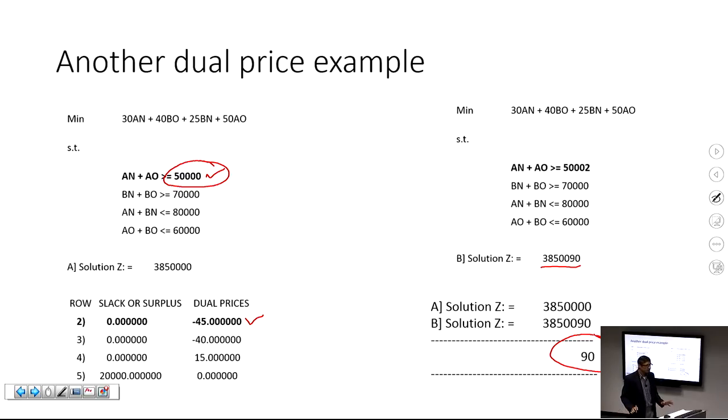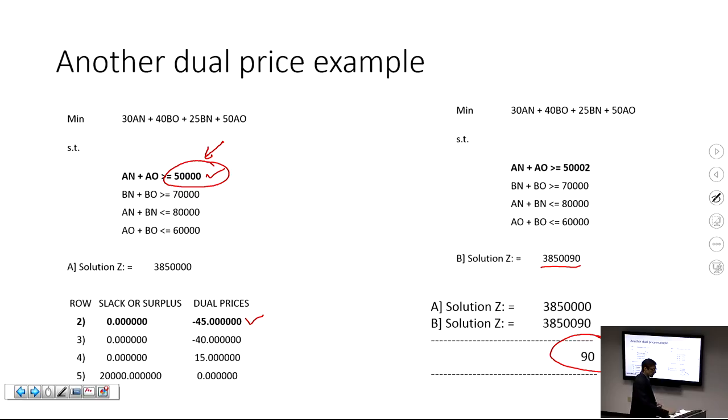Now in the same sense, if you decrease this right hand side from 50,000 by 2 units to 49,998, try doing this on Lindo. If I reduce this, then your objective function would improve. So understand how it works. Dual price says that if you increase the right hand side, your objective function gets worse. Similarly, if you reduce the right hand side, your objective function should get better.